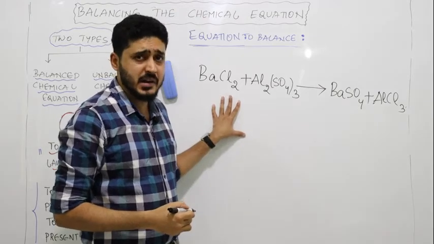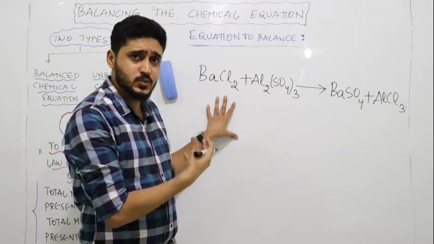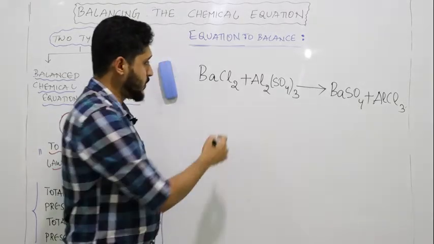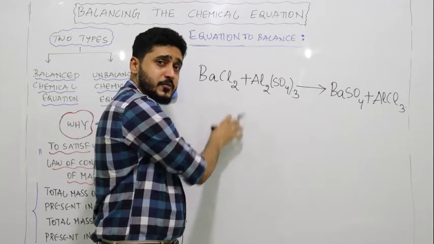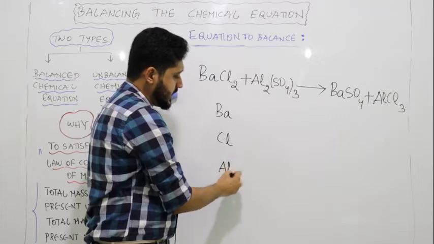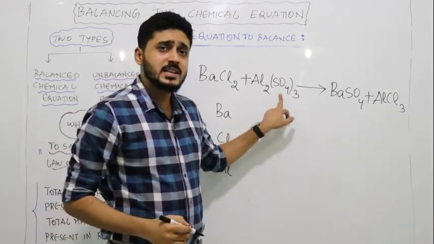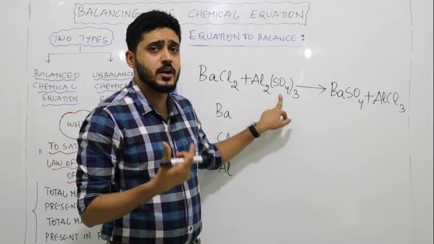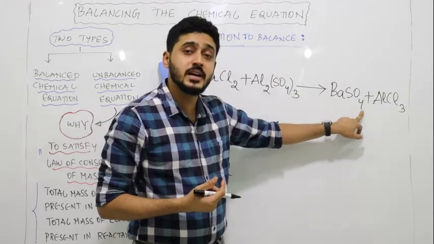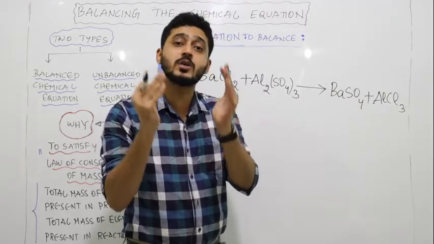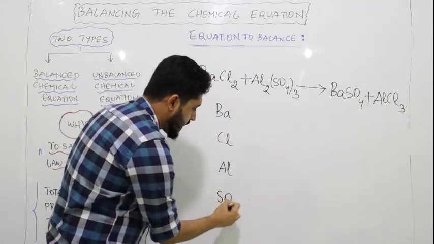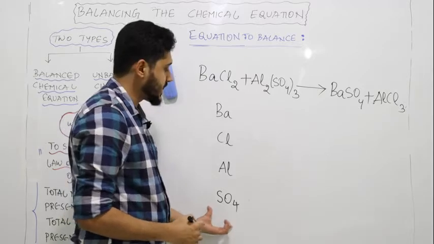Here I will tell you a trick. In order to balance this, it is very simple what steps you need to carry on in this kind of equations. First step is to identify the elements. You have barium, chlorine, aluminium. Next, you see there is a sulfate, a polyatomic group of ions SO4, in the reactant side as well as in the product side. So sulfate, a group of ions, you can take it as one entity, SO4 together.